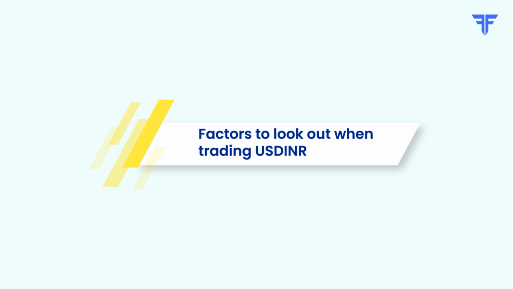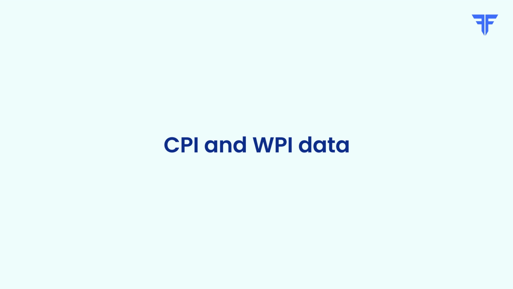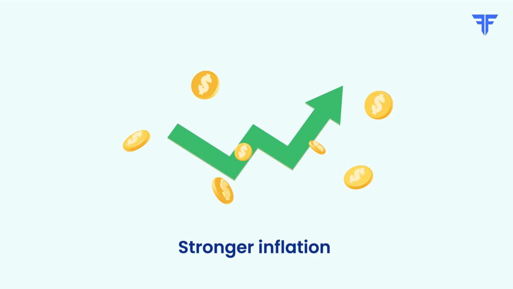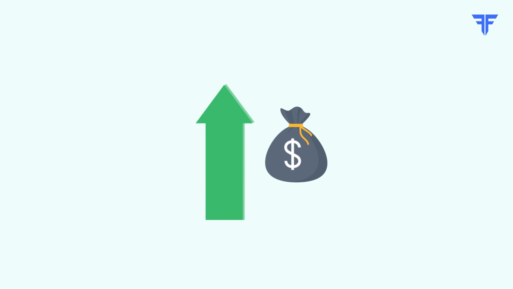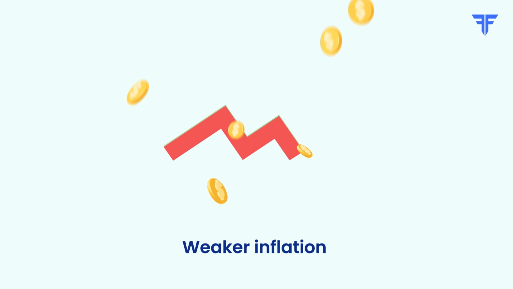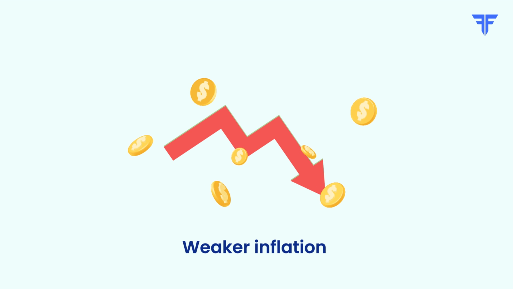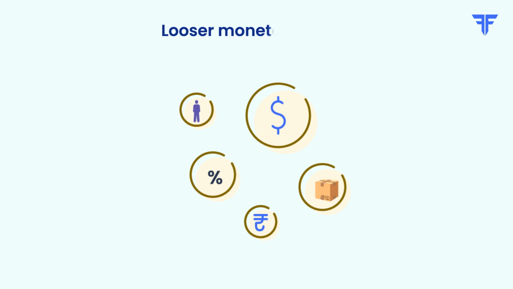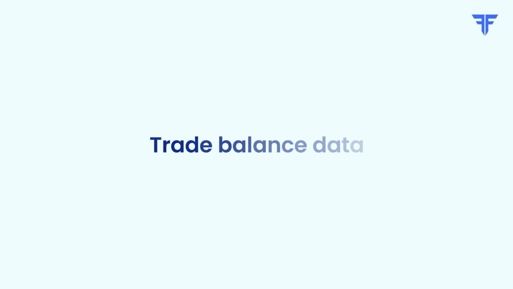Factors to look out when trading USDINR. First, CPI and WPI data. A stronger than expected inflation reading is usually positive for the currency, as it increases expectations of tighter monetary policy. Alternatively, a weaker than expected inflation reading is usually negative for the currency, as it increases expectation of a looser monetary policy.